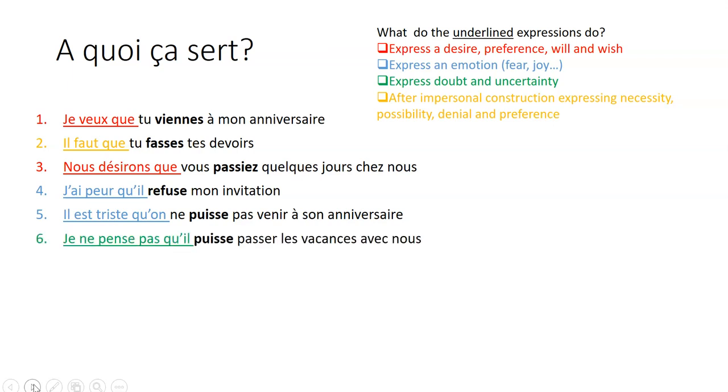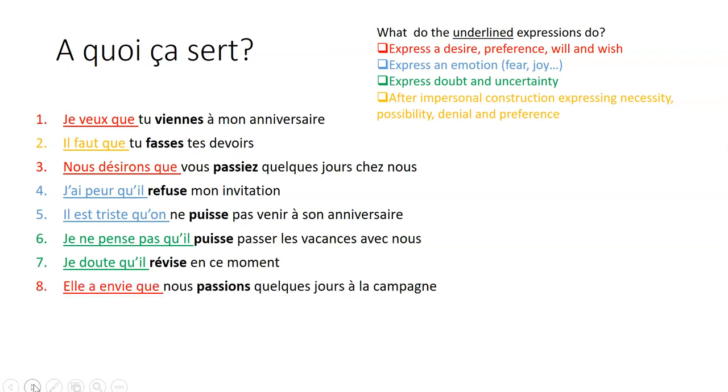Je ne pense pas. In French, it's really important to understand that when someone says je pense que, there's very little doubt. But when we put that sentence in the negative form, we express a doubt. Je ne pense pas que is not final. So when we say je ne pense pas que, we express a doubt or some uncertainty. We're not sure. Je doute que expresses doubt. That's quite obvious. Elle a envie que, she feels like, or she wants us to. So that's a desire. And finally, il est essentiel que is another impersonal construction.